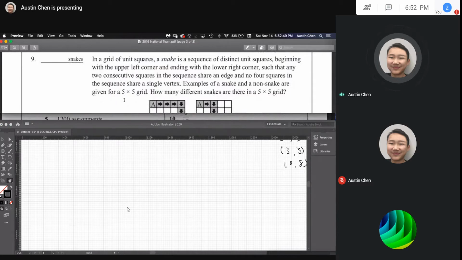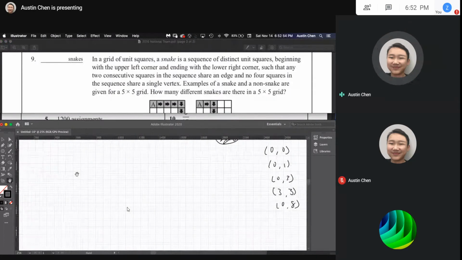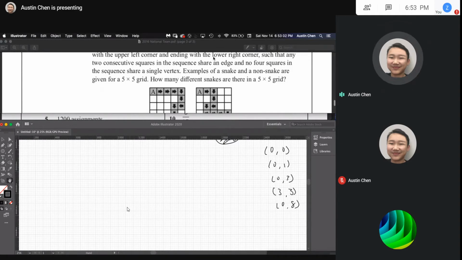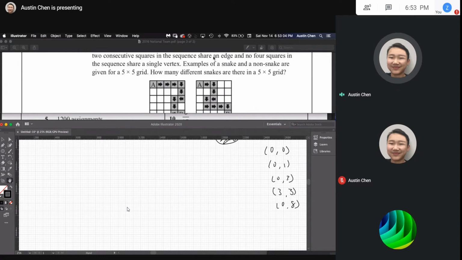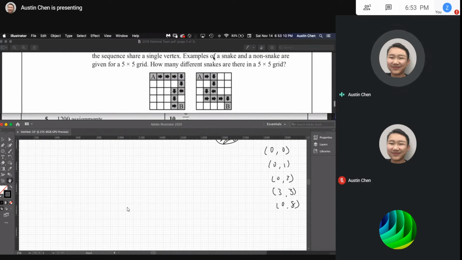Oh, this one. Oh gosh. Okay. In a grid of unit squares, the snake is a sequence of distinct unit squares beginning with the upper left corner and ending with the lower right corner, such that any two consecutive squares in the sequence share an edge, and no four squares in the sequence share a single vertex. Examples of a snake and non-snake are given for a 5 by 5 grid. How many different snakes are there in a 5 by 5 grid?